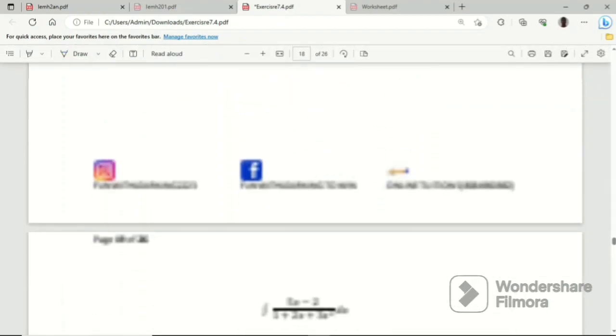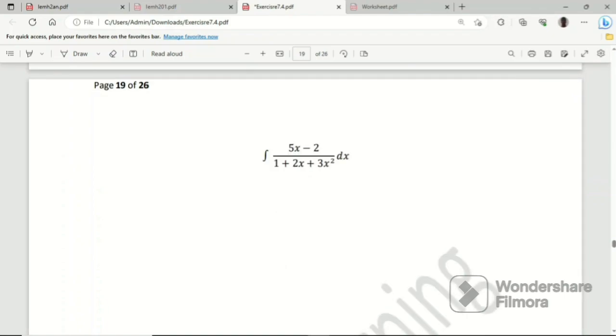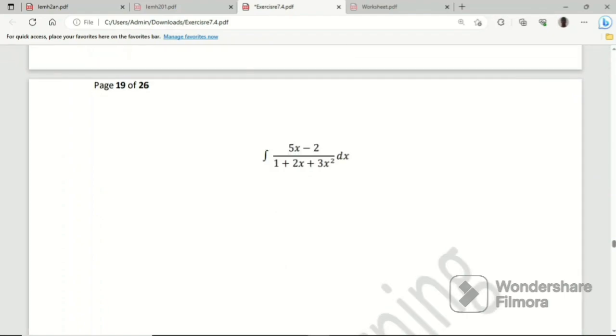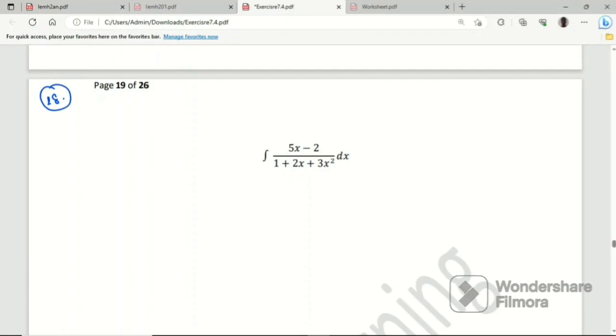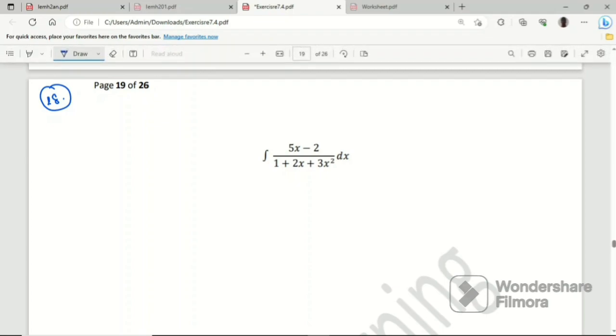So now I'm moving on to the next question. It is 18th number. Can I solve this question by substitution method? I need to check it. Differentiation of 3x square will give me 6x plus 2. No, I cannot solve this question just by substituting, because the numerator is not in the form of 6x plus 2. So now this question has become lengthier.